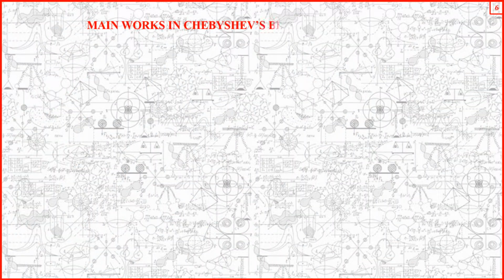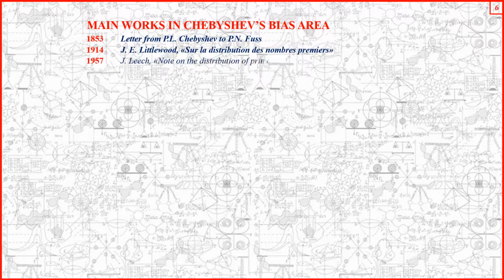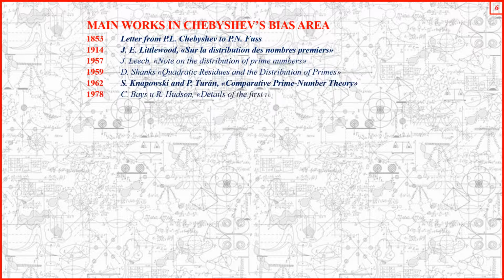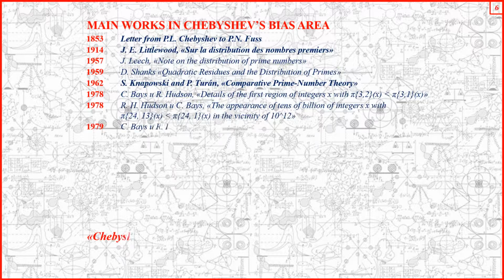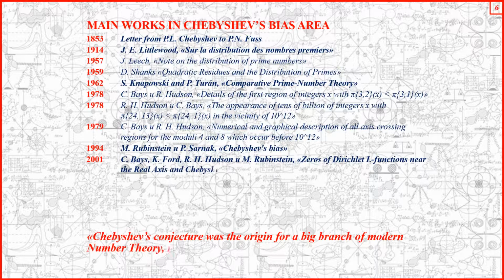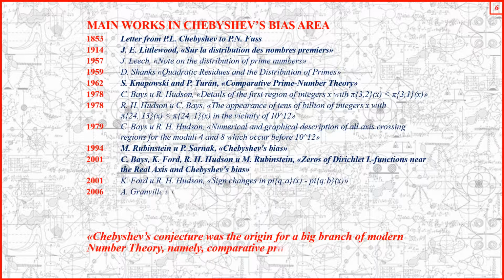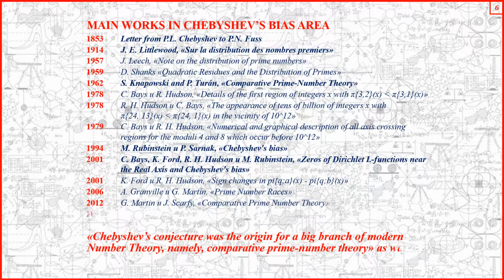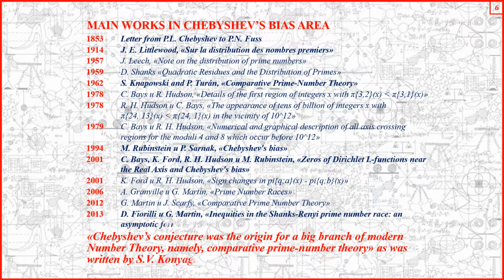There has been considerable volume of works in Chebyshev's bias area over the past 165 years, as Chebyshev's conjecture became the origin of comparative prime number theory. The main ones are those of Littlewood in 1914, Knapowski and Turan in 1962, Rubinstein and Sarnak in 1994, Bays and Hudson from 1978 to 2001, as well as Fiorilli and Martin in 2013.